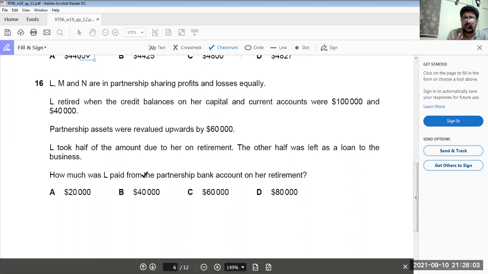How much do we have to pay to L from the partnership? 100,000 plus 40,000, the credit balance in the current account, is 140,000. His share of goodwill is 60,000, which means 20,000 is his share of goodwill. 140,000 plus 20,000 is 160,000, divided by 2 is 80,000. D option is the answer.